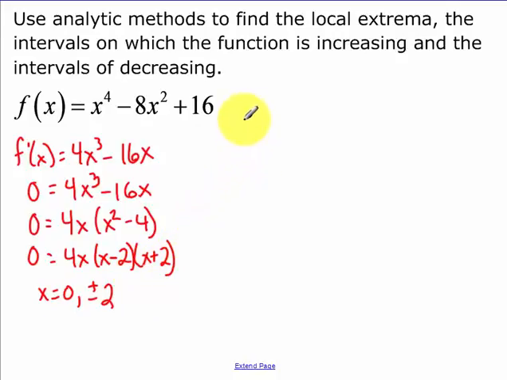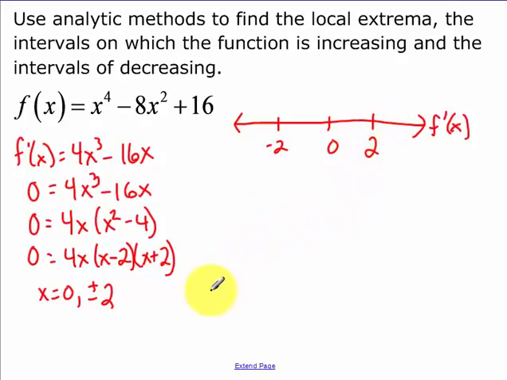Now to help us organize our work, do a number line chart where we're looking at the sign of the derivative. I label my number line chart so I know what I'm looking at the sign of, with all of our points: negative 2, 0, and positive 2. Now you're figuring out the sign, whether your derivative is positive or negative. So pick a number less than negative 2, plug in negative 3 in each one of these factors and figure out whether you're positive or negative.